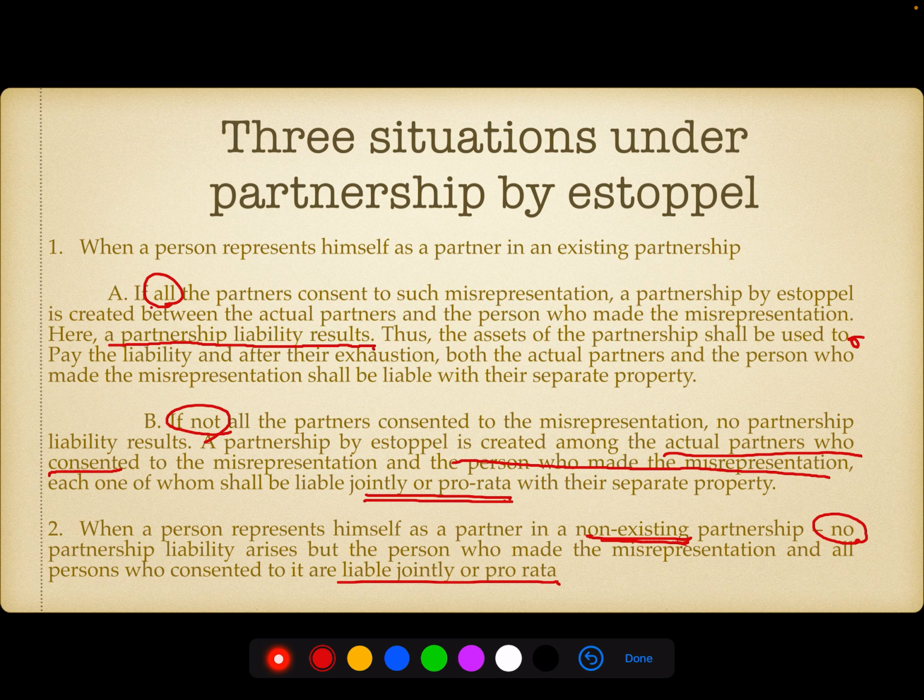X can claim the 90,000 from A, B, and D. X cannot now run after the 60,000 of the partnership because C did not consent, or she does not know that D misrepresented himself. Okay.